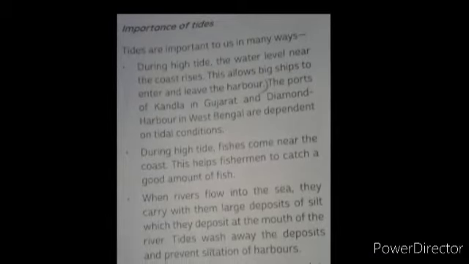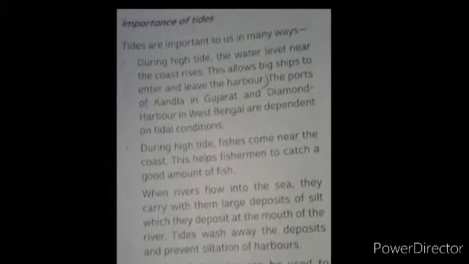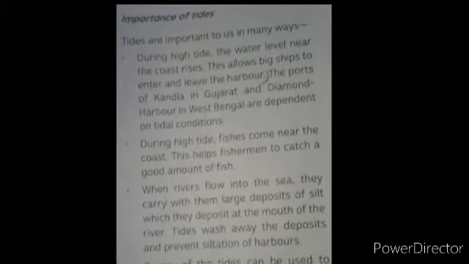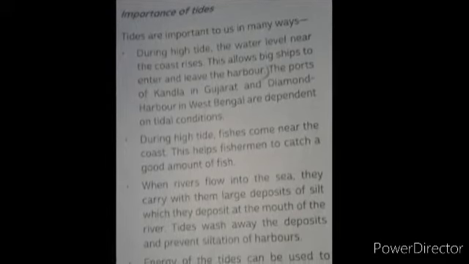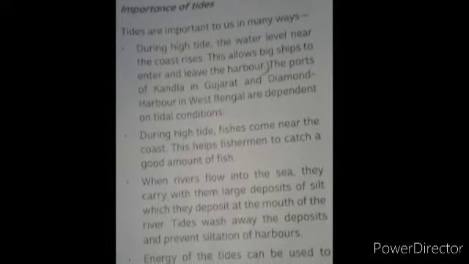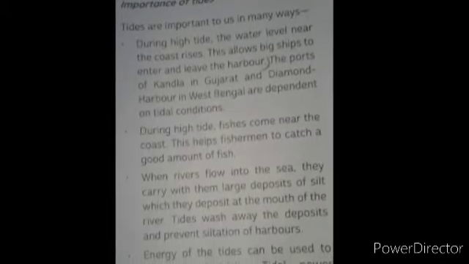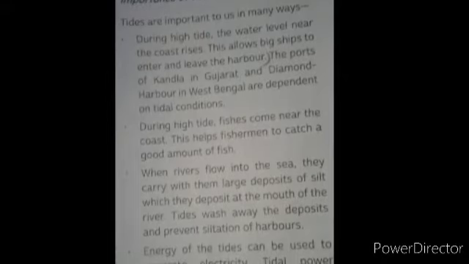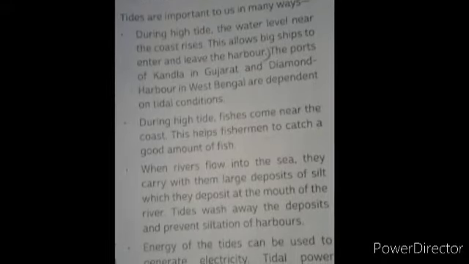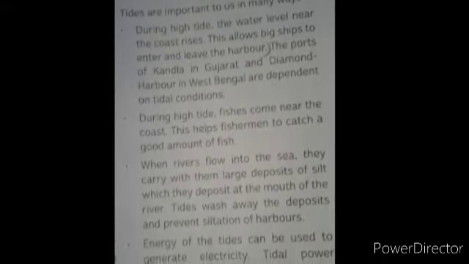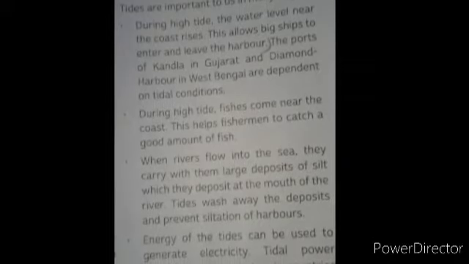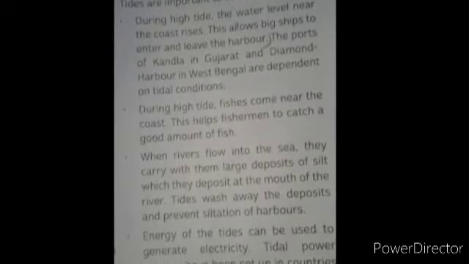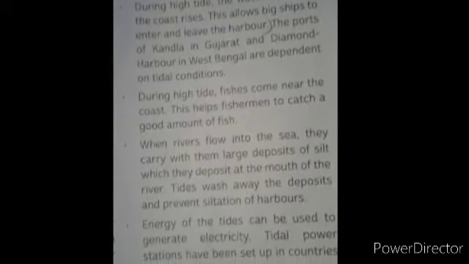Now about the importance of tides. Tides are important to us in many ways. First, the water level near the coast rises due to high tide, so this allows big ships to enter and leave the harbor. Second, during high tide, fishes come near the coast. This helps fishermen to catch a good amount of fish.